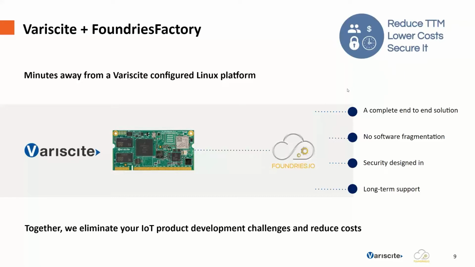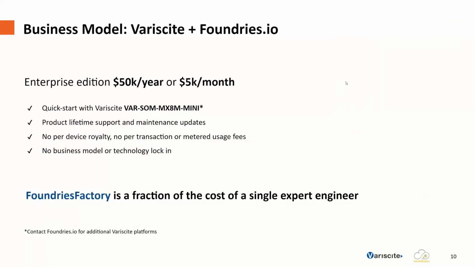So what's the business model? You're probably asking yourself. So Enterprise Edition is $50,000 a year or $5K a month. Now, this is a SaaS, so you get access to all the tools that I talked about, plus customization and support. We're going to offer you a quick start with the Var-SOM MX8 Mini, product lifetime support and maintenance updates as well. There's no per-device royalty, transaction fee, or any metered fees. This is a fixed cost subscription. There's no business model or technology lock-in. We base all of our technology on open source software and open specifications.